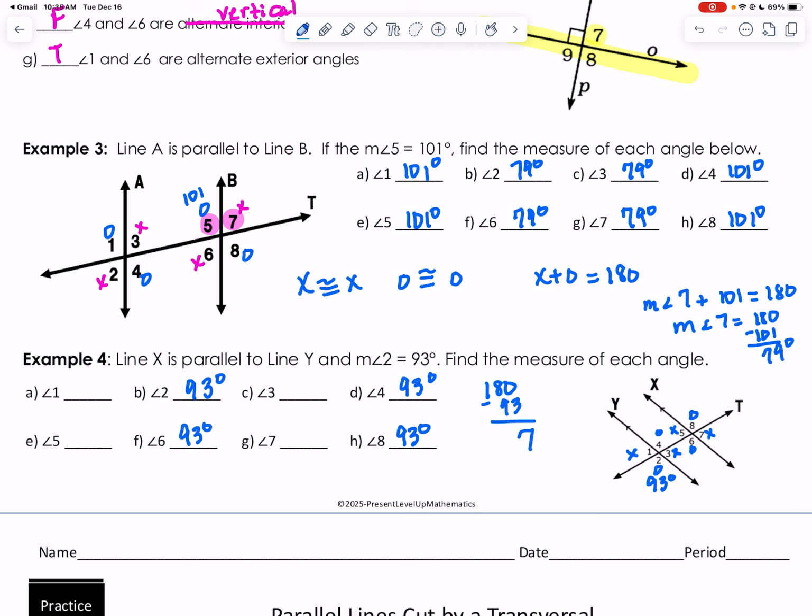So that would be 87. And that concludes today's lesson, Parallel Lines Cut by a Transversal.